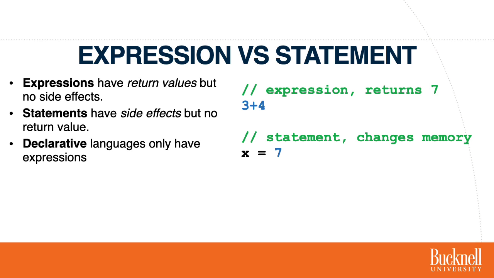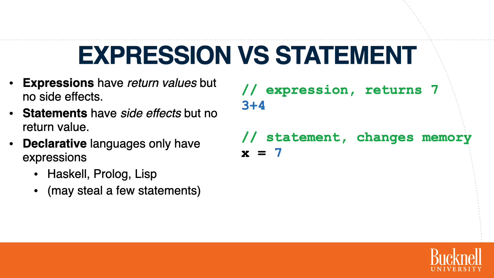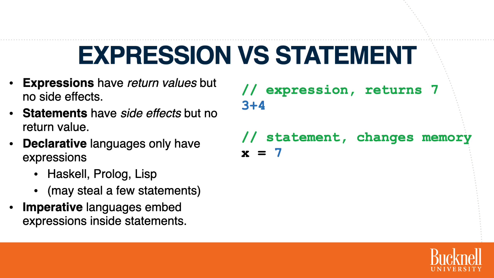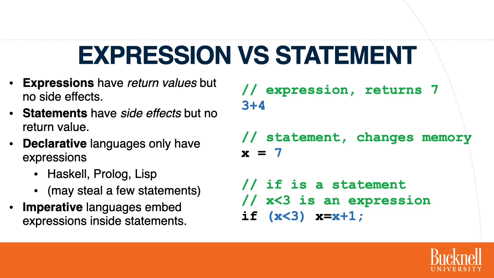Declarative languages only have expressions. Declarative languages include Haskell, Prolog, and Lisp. They may steal a few statements, but more or less, when you write code in Haskell, Prolog, or Lisp, you are only writing expressions. Imperative languages embed expressions inside statements. For example, in this if statement, we have the test, which is an expression, x is less than 3. However, the code executed by the if statement is a statement.